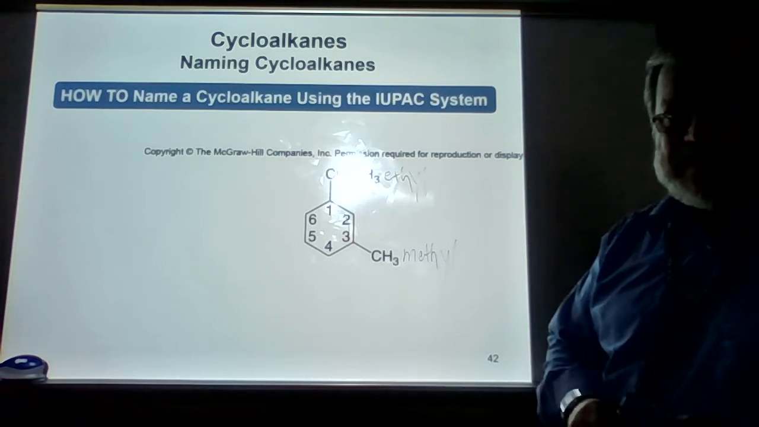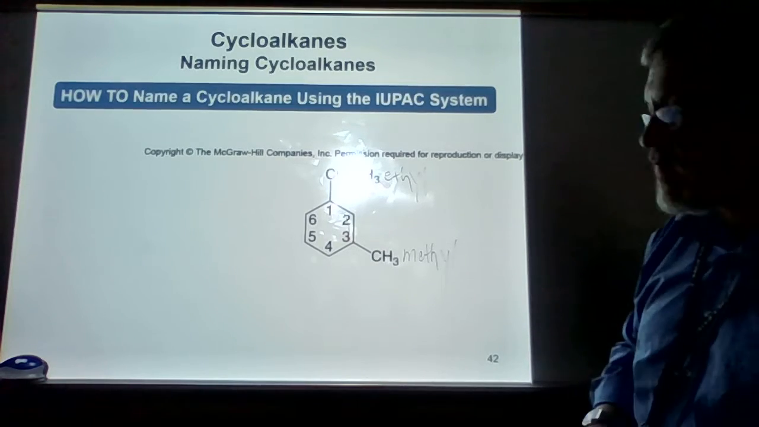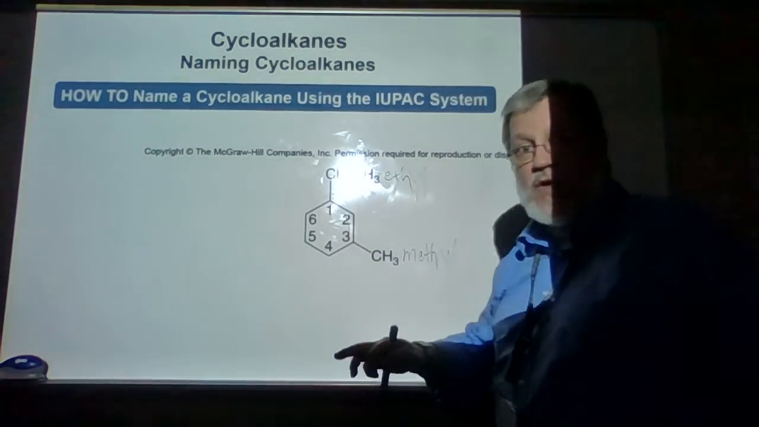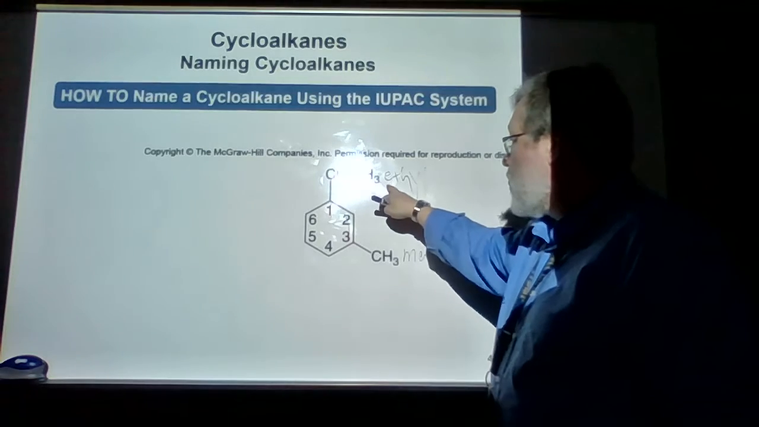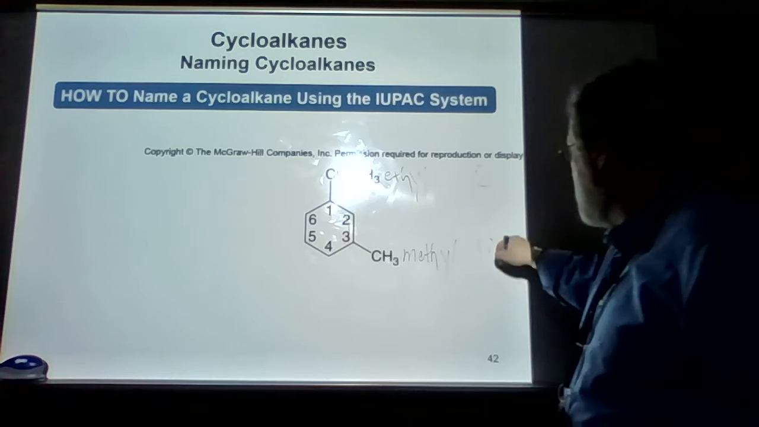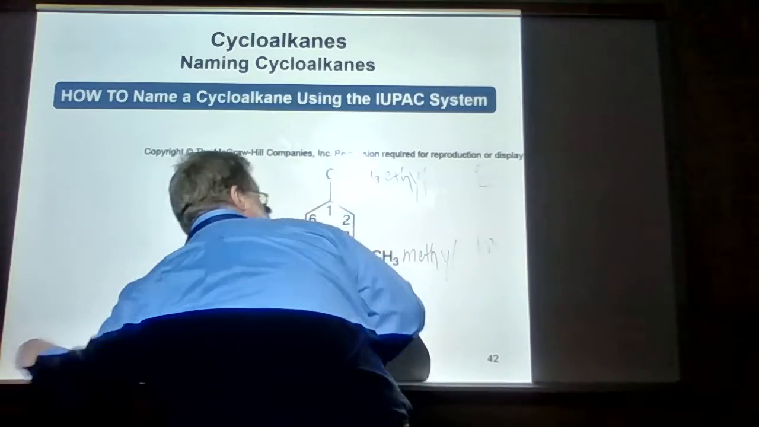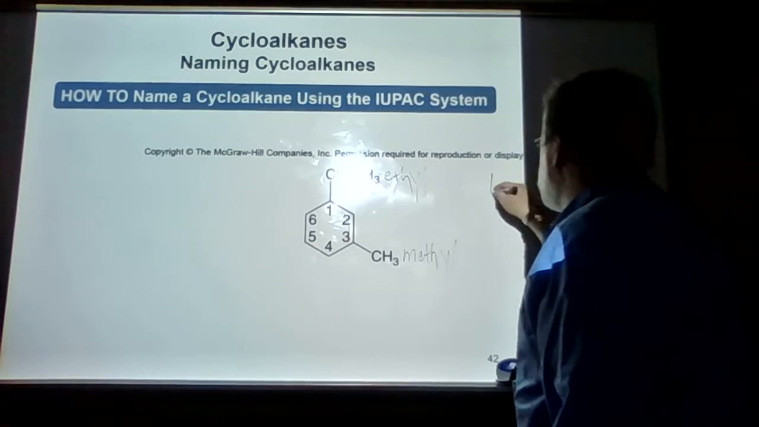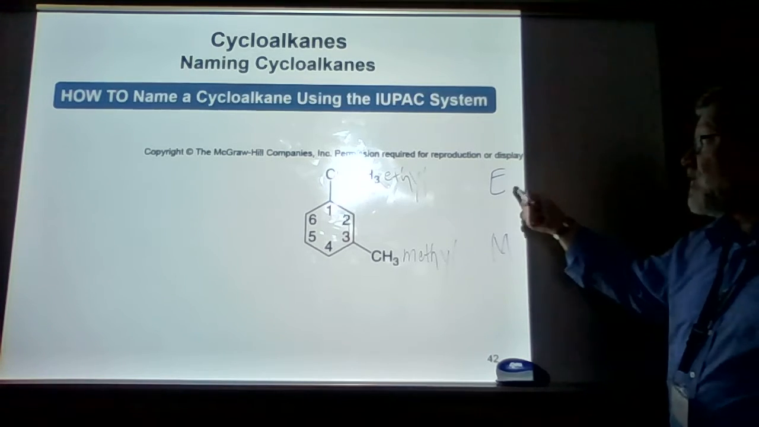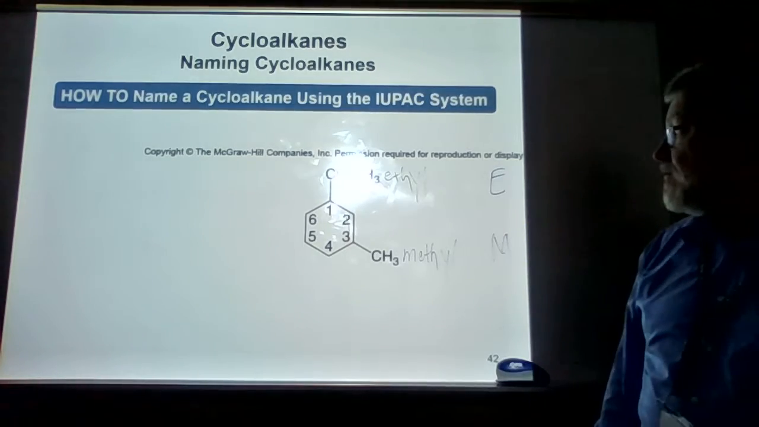Now we need to decide where on the ring each of the substituents is, position-wise. We have an ethyl group here, we have a methyl group. What comes first, E or M in our alphabet? E comes first. So your ethyl position is given C1.